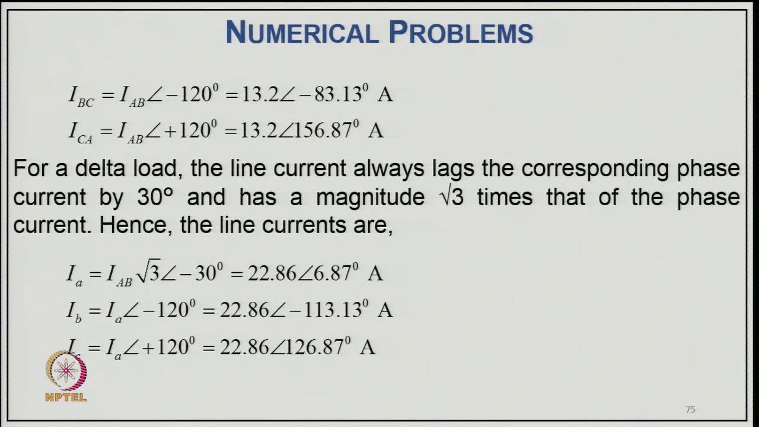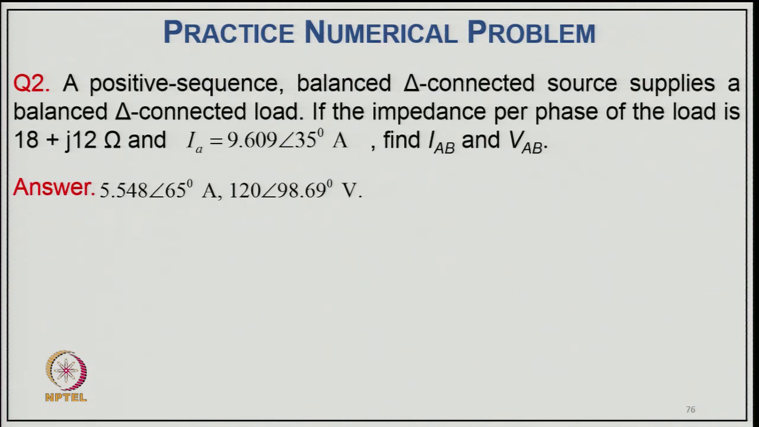So, for a delta connected load, the line current always lags the corresponding phase current by 30 degrees and has a magnitude of root 3 times that of the phase current. Hence, the line current Ia will be Iab into root 3 at the angle of minus 30 degree. This becomes 22.86 at the angle of 6.87 degree ampere. Similarly, Ib will be Ia at the angle of minus 120 degree, and this also becomes 22.86 at the angle of minus 113.13 degree, and Ic is Ia at the angle of plus 120 degree. So, that becomes again 22.86 at the angle of 126.87 degree ampere. This is a practical example you can do along the same lines.